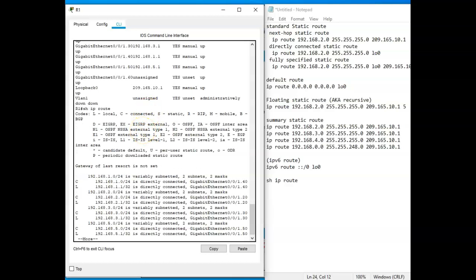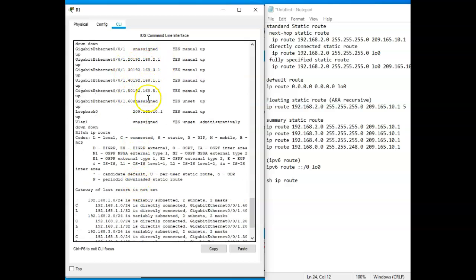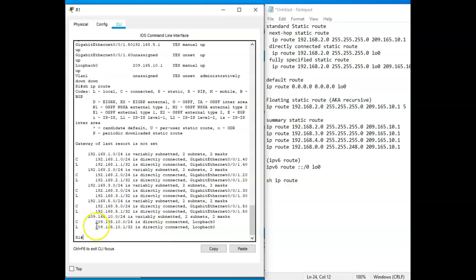We have all these directly connected, right? These are all directly connected because they are automatically inputted into the system because of us creating IP addresses on these interfaces. You can see the network address and the subnet mask, and we can tell that the 209.165 address is on loopback 0. We can see where each one belongs: the 5 on the 50 subinterface, the 3 on the 30 subinterface, the 2 on the 20 subinterface, and so on. So we've got them all set up.